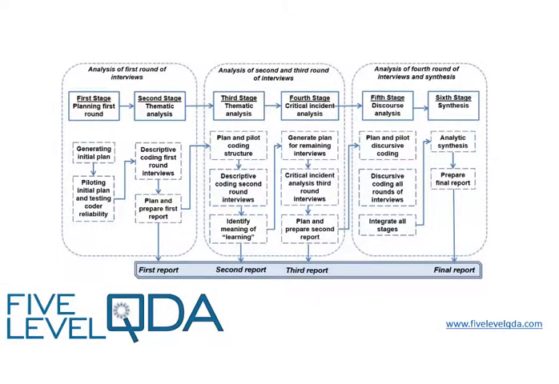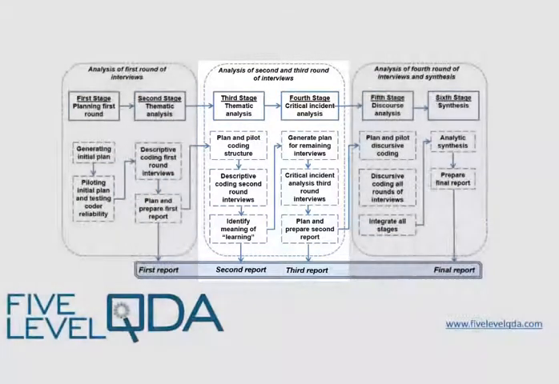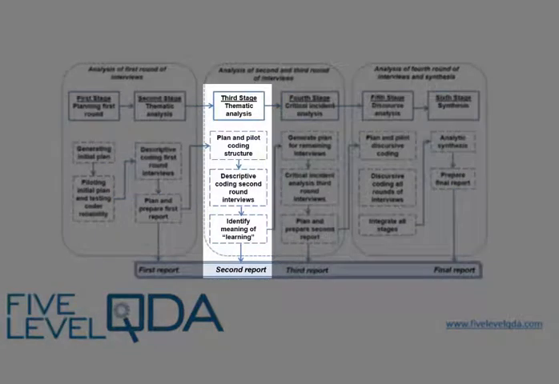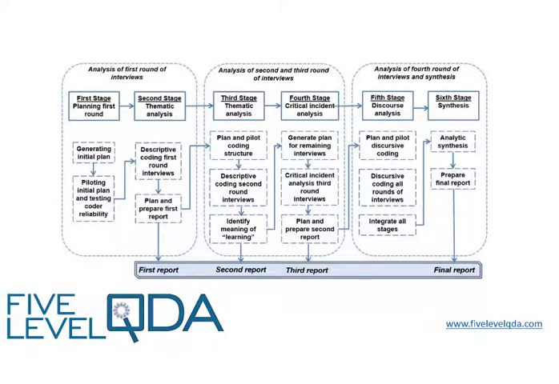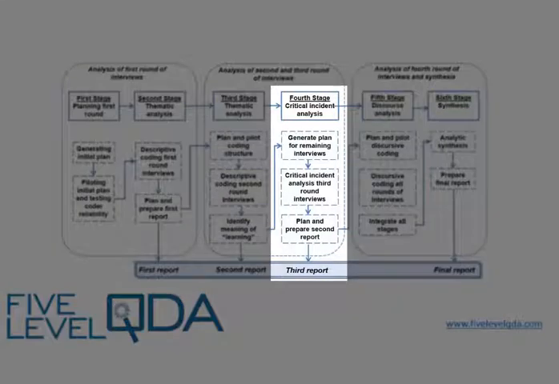The third and fourth stages involved the team analysing the second and third round of interview transcripts. The third stage was a thematic analysis in which the coding structure was again planned and piloted. The descriptive coding was undertaken on the second round interview transcripts, as a result of which the meaning of learning was identified. A second report was then written. The fourth stage began with another round of planning for the critical incident analysis of the third round interview transcripts, after which the third research report was prepared.